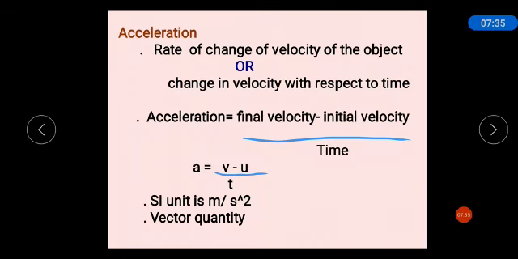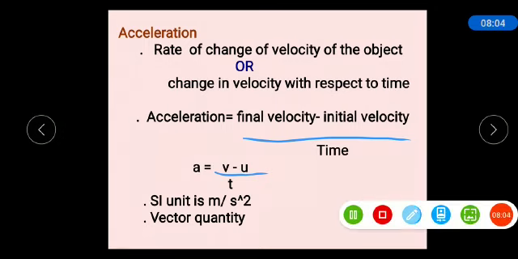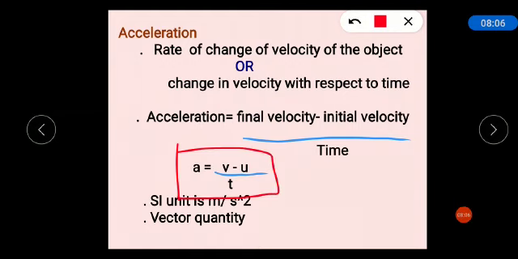These are the two ways we can define it, and the equation is acceleration equal to change in velocity. Change means final minus initial. So here the term is velocity: final velocity minus initial velocity divided by time. Final velocity is represented by the term v, and initial velocity is represented by the term u. So acceleration is equal to (v minus u) by t. This is the equation you have to remember, and the SI unit is meter per second square.